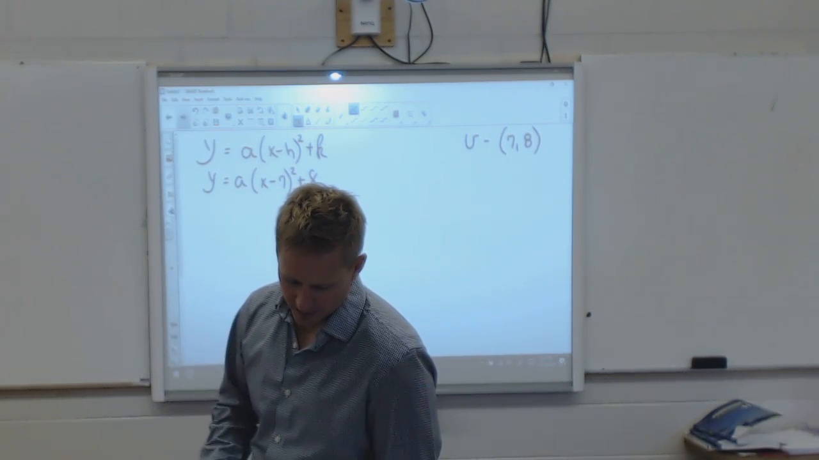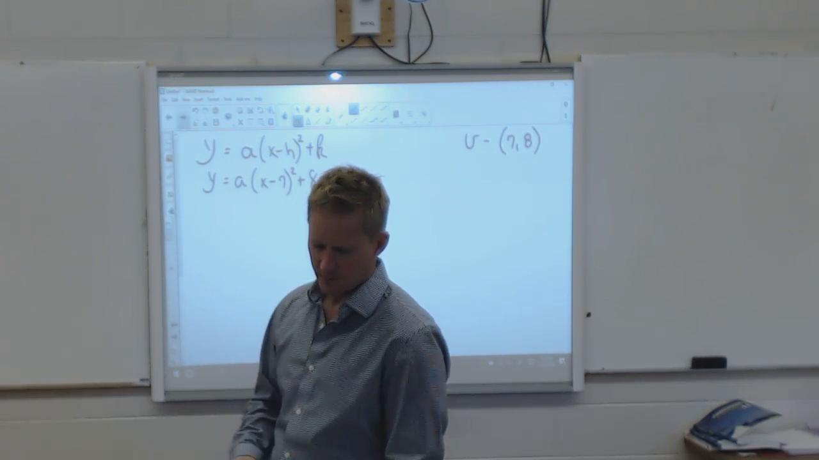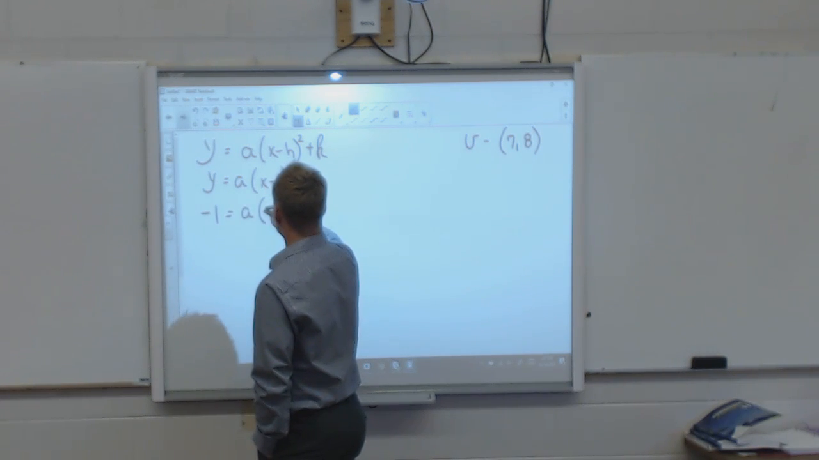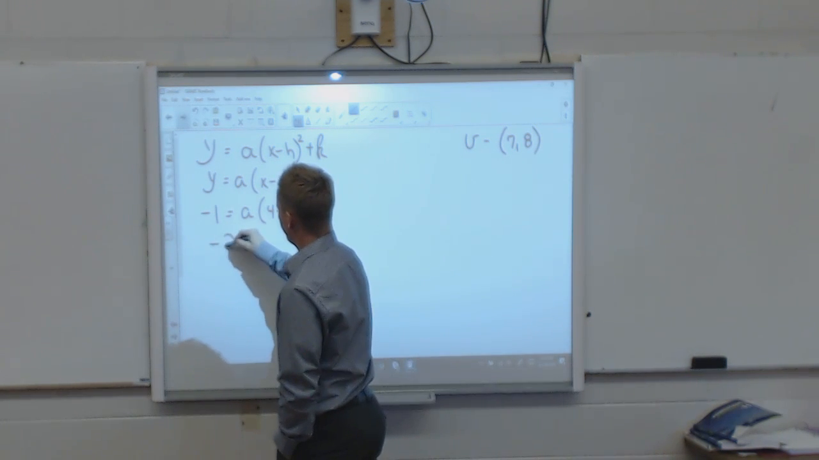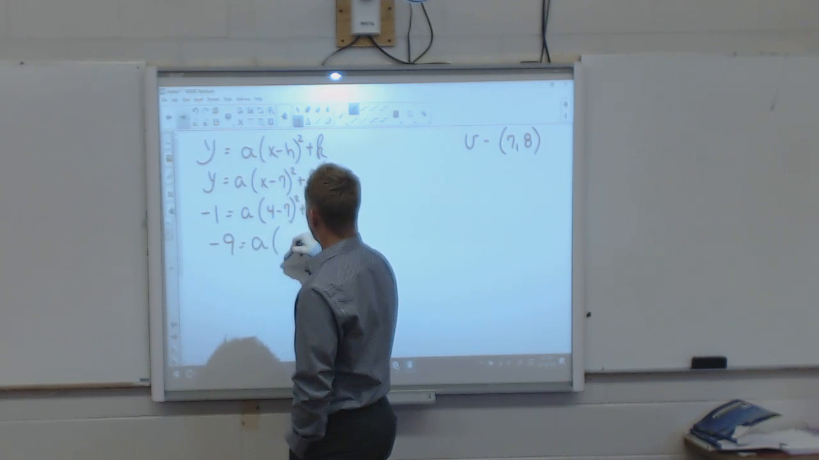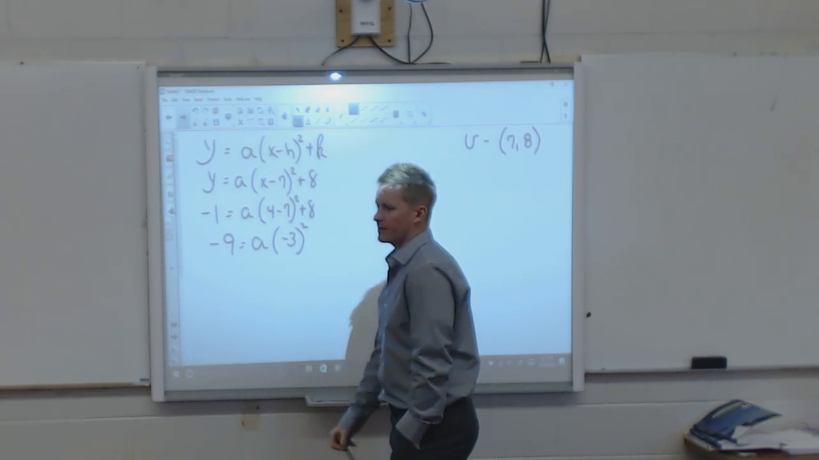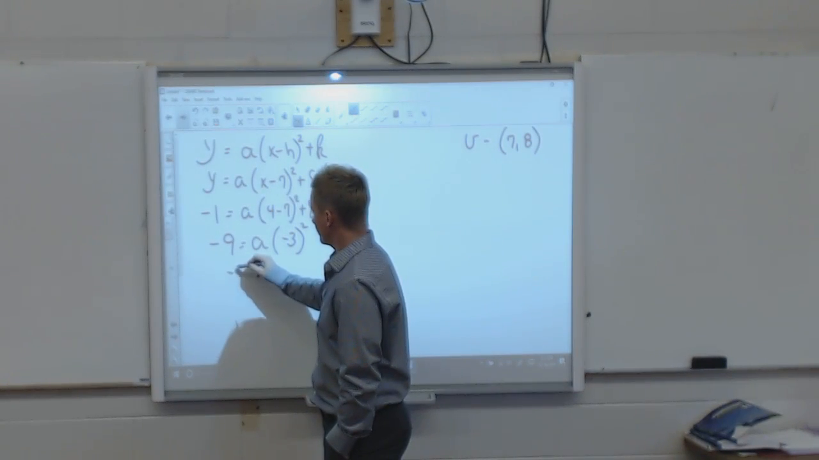So take another value that's on that graph. Do you have an exact value on there? It gives you one. What is it? 4 and negative 1. So let's stick that in there. Okay, we're going to subtract 8. 4 minus 7 is minus 3 squared. What's minus 3 squared? 9. Negative 9 divided by 9? Negative 1.